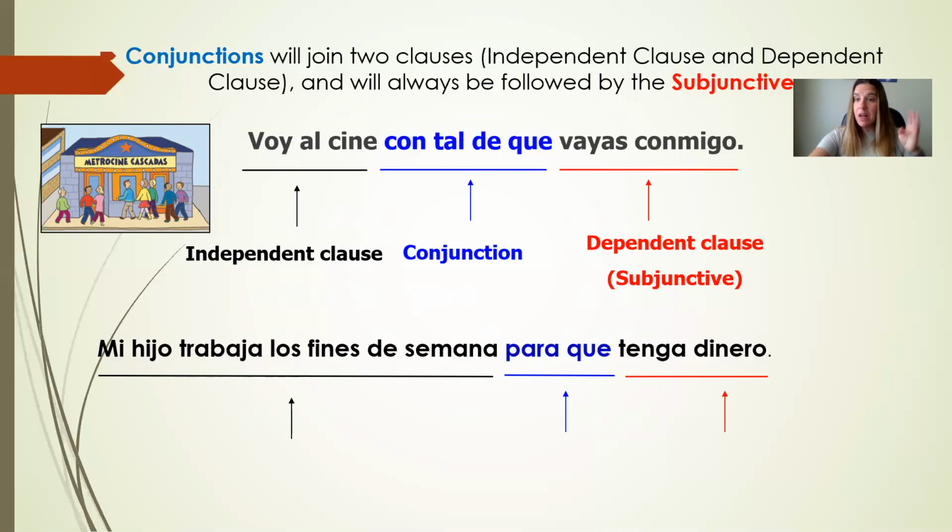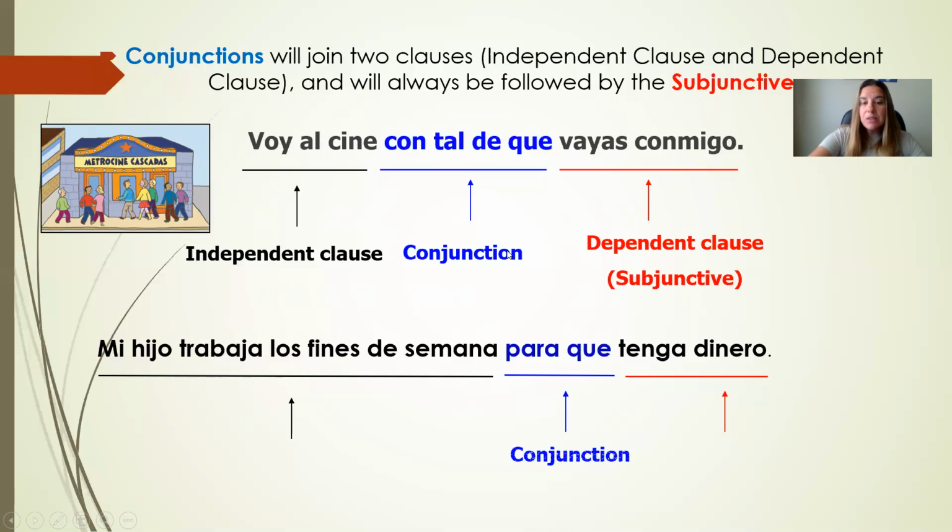And we know it's the dependent clause because if we took everything else out, we would have vayas conmigo, which means you would go or you shall go with me. That doesn't really make sense on its own. It's very dependent on the other part of the sentence. Hopefully that makes sense. So voy al cine con tal de que vayas conmigo. I will go to the movies as long as what? Well, as long as you go with me. And that dependent clause is the one that gets pushed into the subjunctive. The vayas is the subjunctive.